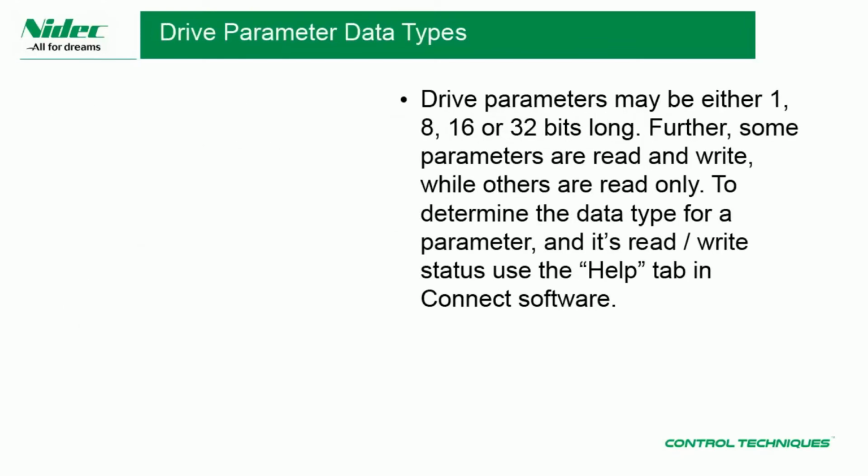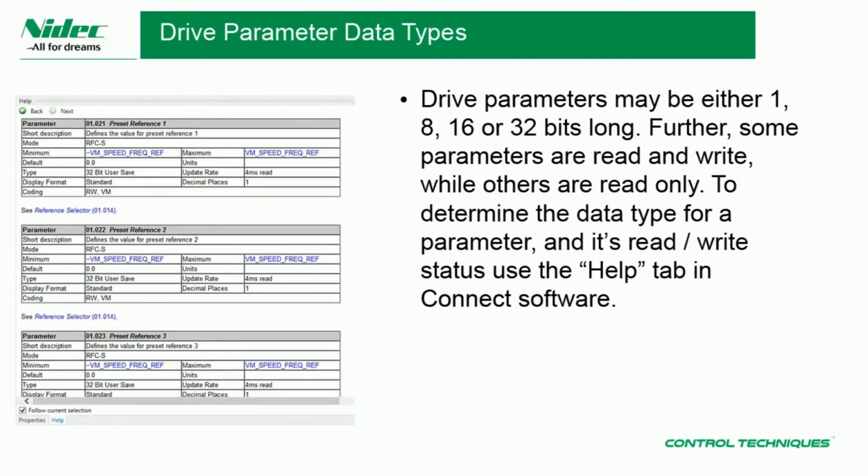Drive parameters may be either 1, 8, 16, or 32 bits long. Further, some parameters are read and write, while others are read-only. To determine the data type for a parameter you'd like to access using Modbus and its read-write status, refer to the Help tab in Connect Software as shown here.